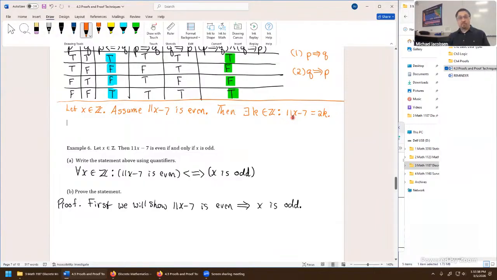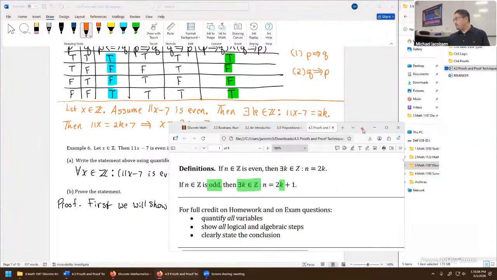And if we kept going forward on that, we could say then 11x is 2k plus 7. Then take another algebraic step. We can divide by 11. x is 2 11ths times k plus 7 11ths. We're in trouble right at that step. Here, the proof is essentially stuck.